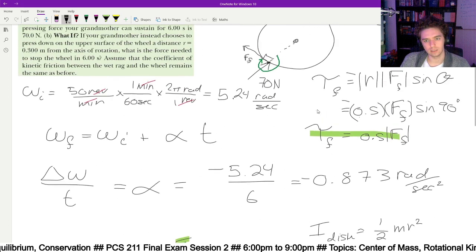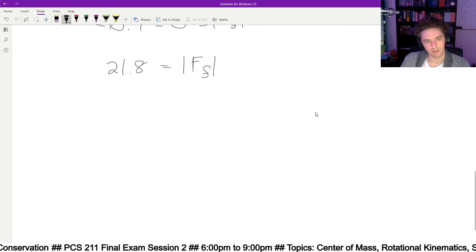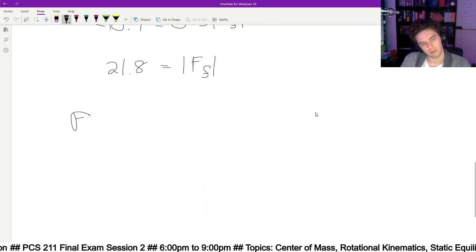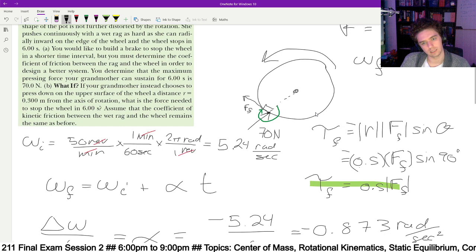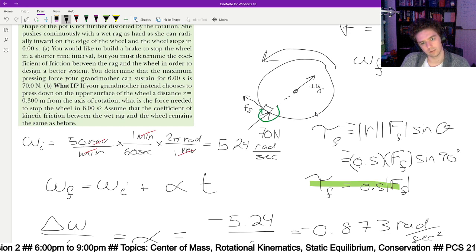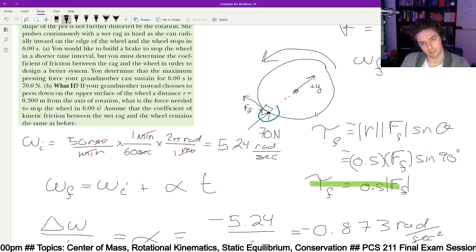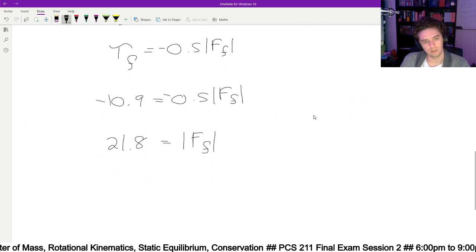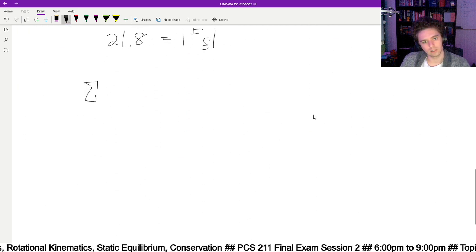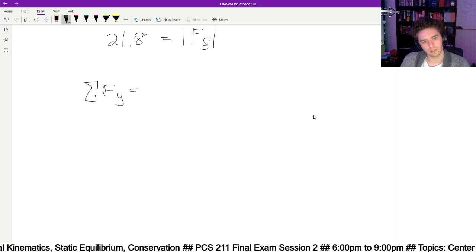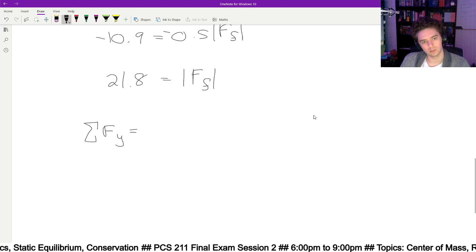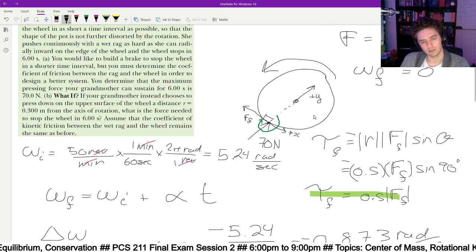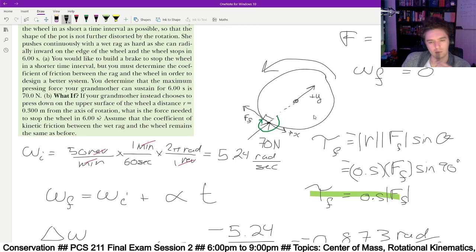Since we know the force of friction now, we've got to do our sum of the forces in the x and y directions. So let's say this is the positive y direction, and this is the positive x direction. So the sum of the forces in the y direction equals, well, the point. Oh, hold on. What are we doing now?